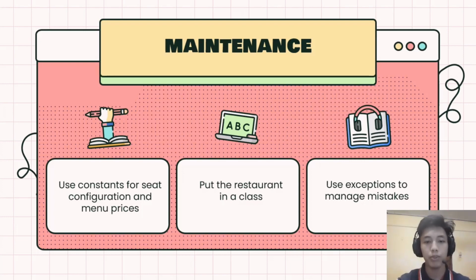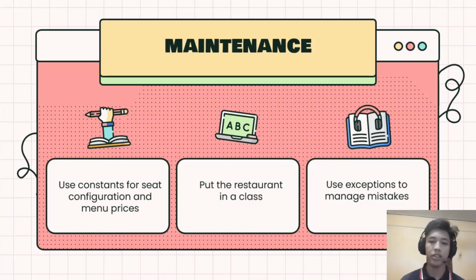Next is to put the restaurant in a class. The restaurant logic can be contained in a class rather than being exposed via global variables and functions. This code may become more modular and understandable as a result.